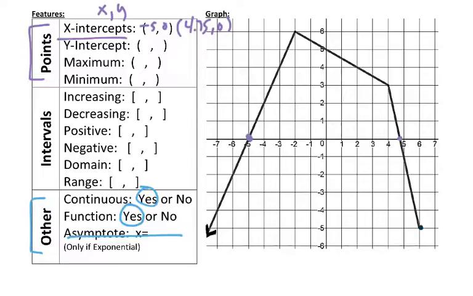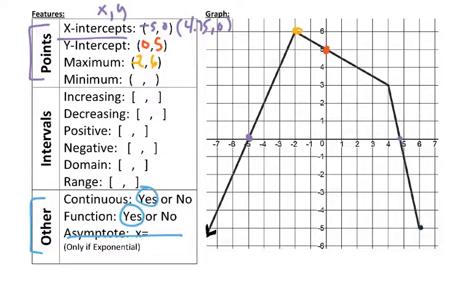Okay, now, y-intercept, do we have one of those? We do, right here at 0, 5. Now, do we have a maximum, a highest point? We do right up here, right? And that would be at -2, 6, the highest point.